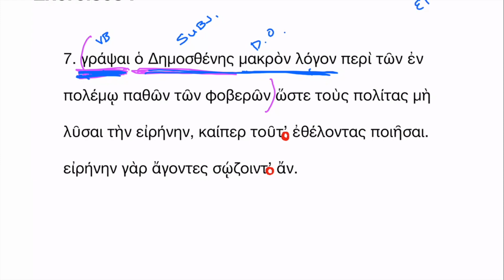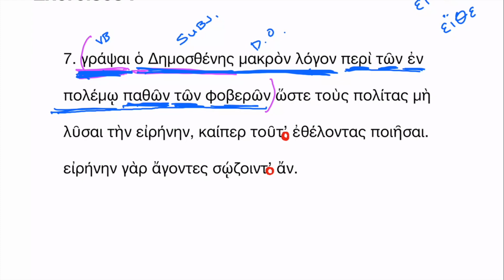Now, often with the optative of wish, we have ei gar, or we have ei the, right? But here, it's just by itself. So let's go. Would that Demosthenes write? I hope that Demosthenes will write a long speech, a makron logon. And then this part here, the peri ton en polemoi pathon ton phoberon, is, right, peri, about, with the genitive, ton pathon, about the sufferings or experiences en polemoi, in war. And then in attributive position, we have more about the pathon, the frightening ones, the scary ones. All right, so would that Demosthenes write a long speech about the sufferings in war, the scary ones?